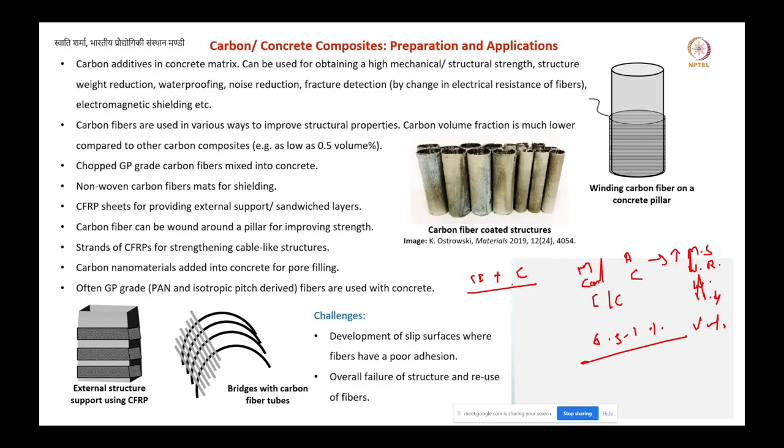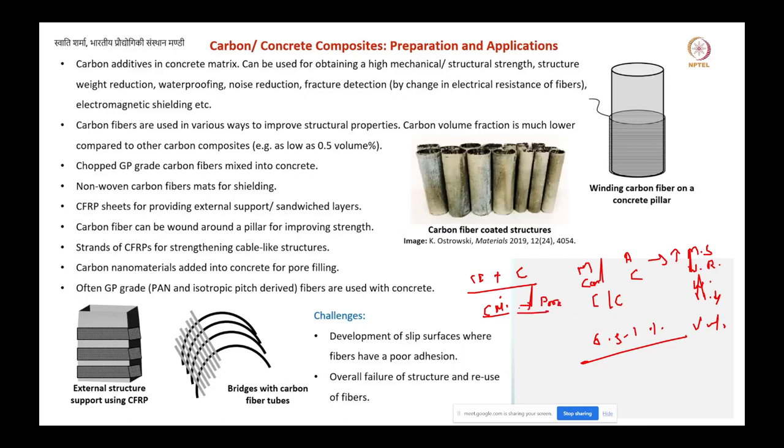Now carbon fiber reinforced polymer sheets can provide external support as a sandwich layer. The carbon fiber can be wound around a pillar for improving the strength. Strands of these CFRPs can also be used for strengthening cable-like structures. This can be added to concrete for pore filling. Carbon nano material, a nano scale carbon material, can also fill the pores and it will give you good properties.